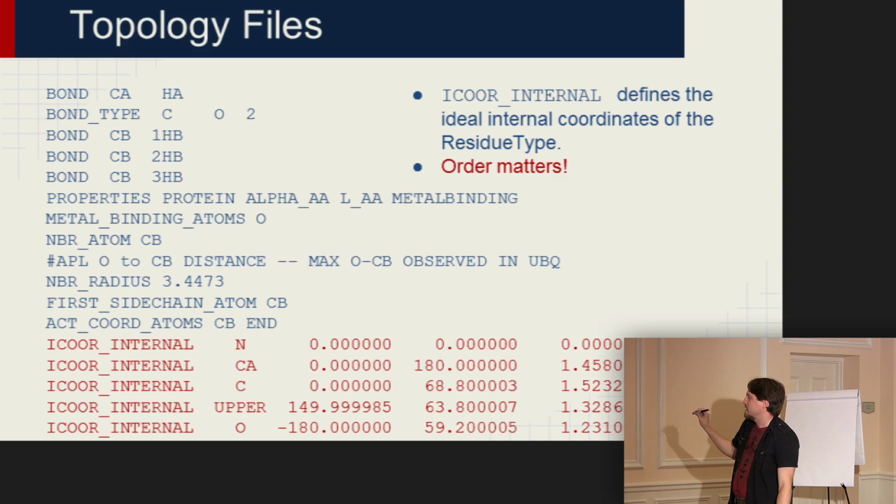So the order that you list things matters throughout this file. You want to maintain the same order that you do when the atoms are listed, and you also want to maintain an order that makes sense as far as the atom tree is concerned. You have to add new atoms by connecting them to atoms that already exist in the tree.